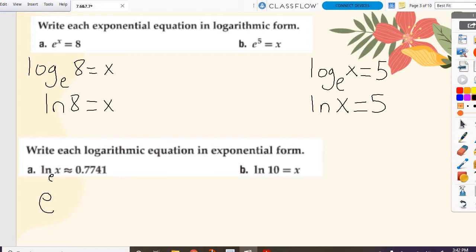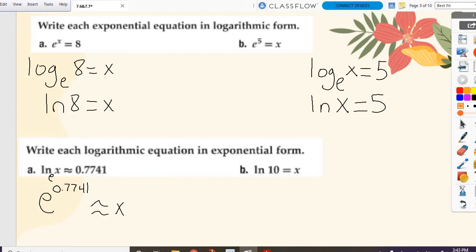And so remember that logarithms equal exponents, so 0.7741 is going to be my exponent. And then because we had an approximate sign in our first logarithmic form, we're also going to have an approximate sign in our exponential form. And then basically our x moves over to the other side. So e to the 0.7741 is going to be approximately x.